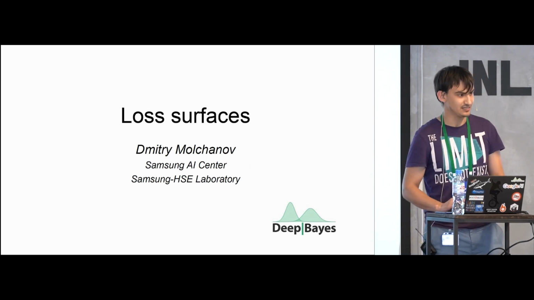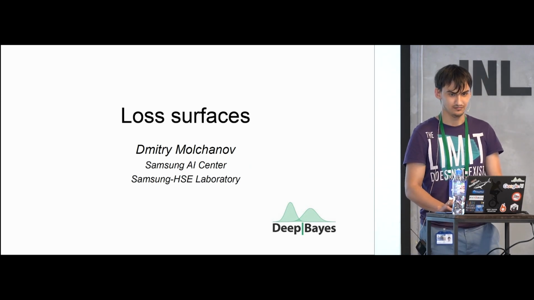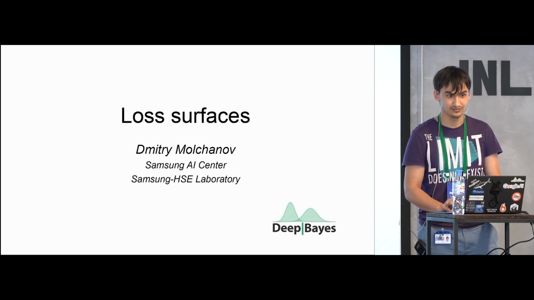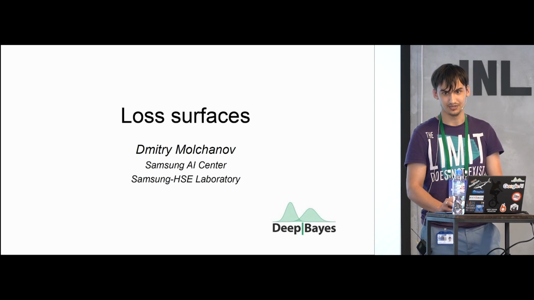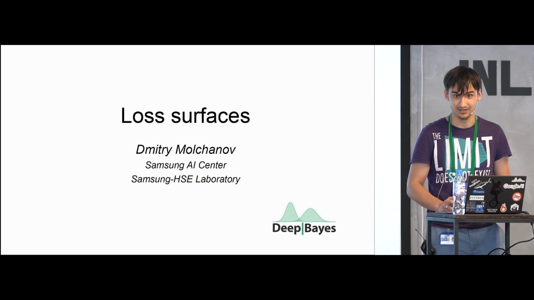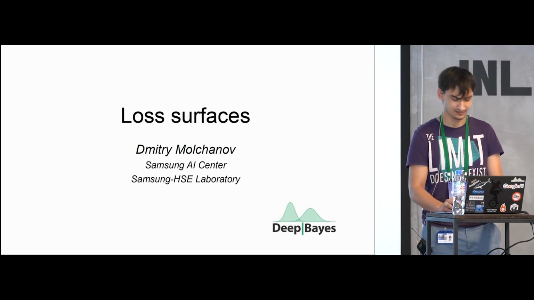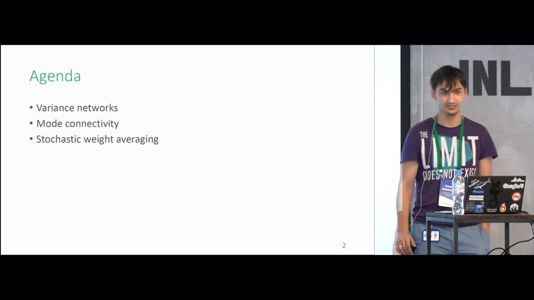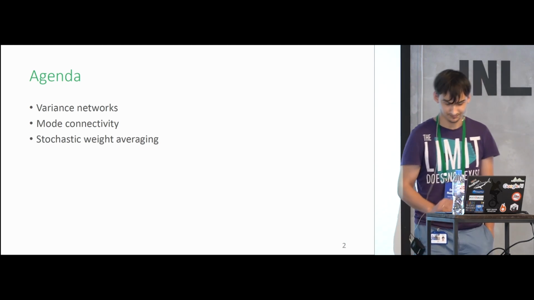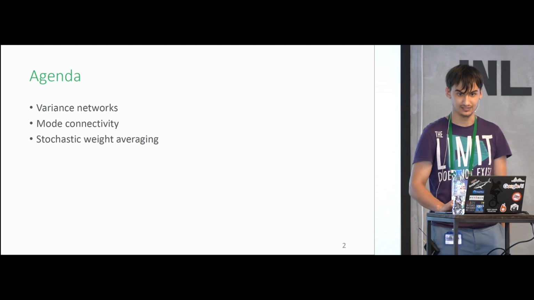So you shouldn't expect any theory in this talk. This talk is about a bunch of cool empirical results, which we do not fully understand yet. But it would be cool if someone comes up with some convincing explanations. In this talk, I will tell you about variance networks and works on investigating the loss surfaces.